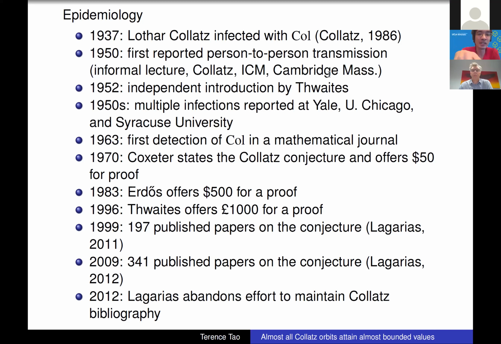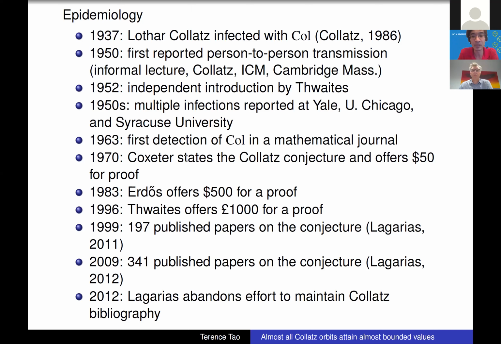The first paper on it actually only appeared in 1963, a paper of Terras, which we'll mention later. And then people started offering prizes for it. Howard Coxeter offered a $50 prize, 50 US. Paul Erdős offered $500. Basil Thwaites offered £1,000. And the number of papers on it kept exploding.